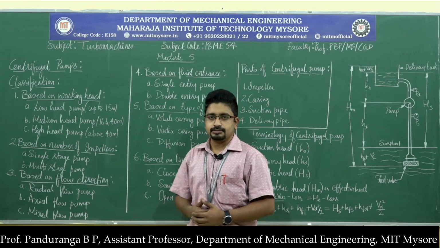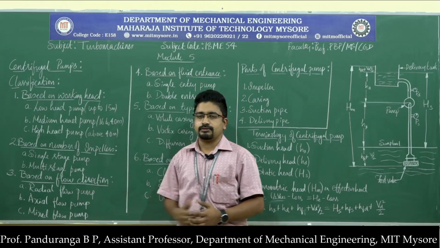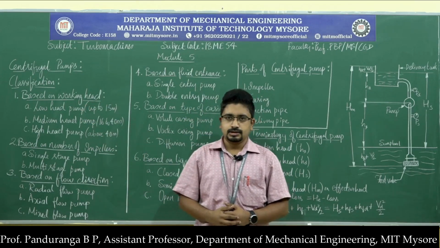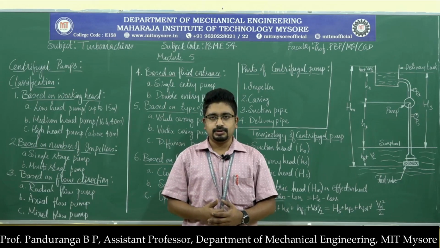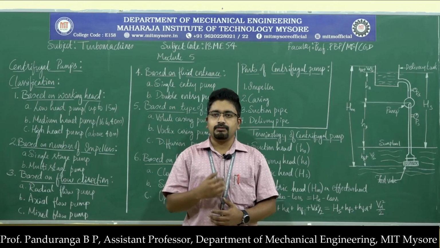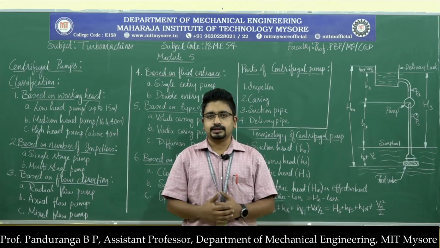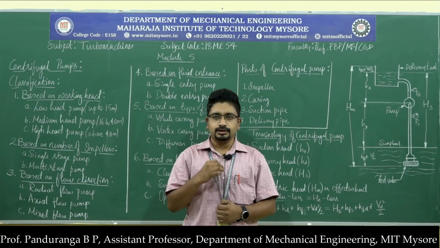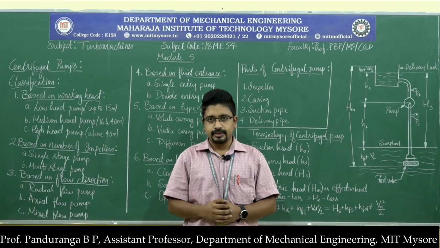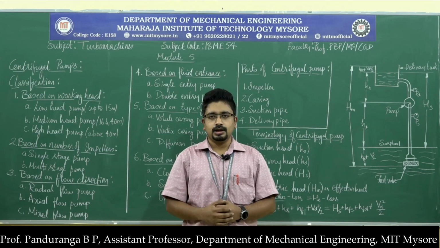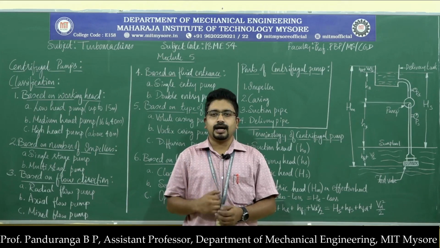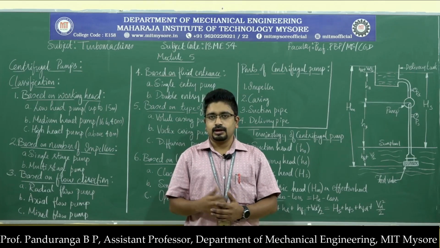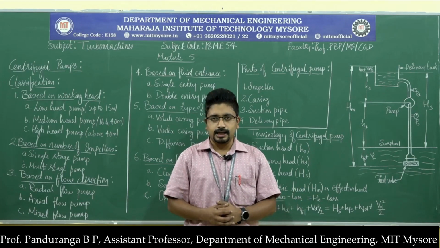The centrifugal pumps are classified based on several parameters. The first one is based on the working head, so based on the head developed by the pump. Here we are dealing with a power absorbing turbo machine, so what it does is it converts the mechanical energy of the impeller or the runner into fluid energy. In the case of a power producing turbo machine, the fluid energy will be converted into mechanical energy, and that can be coupled to a generator to produce electricity.